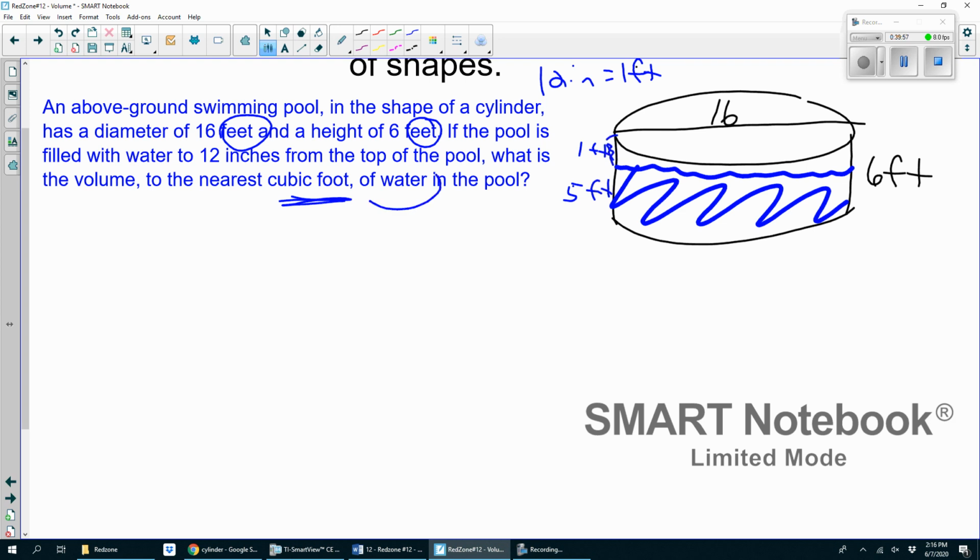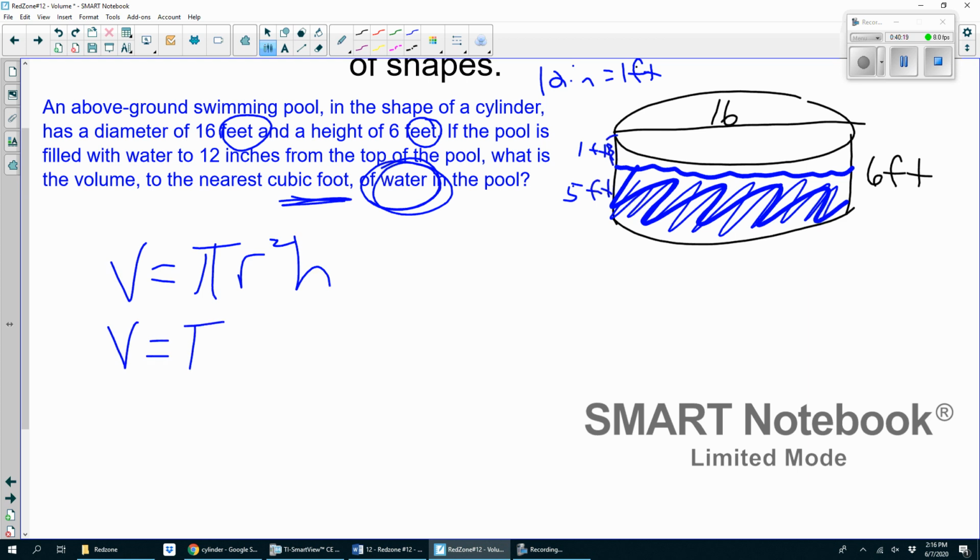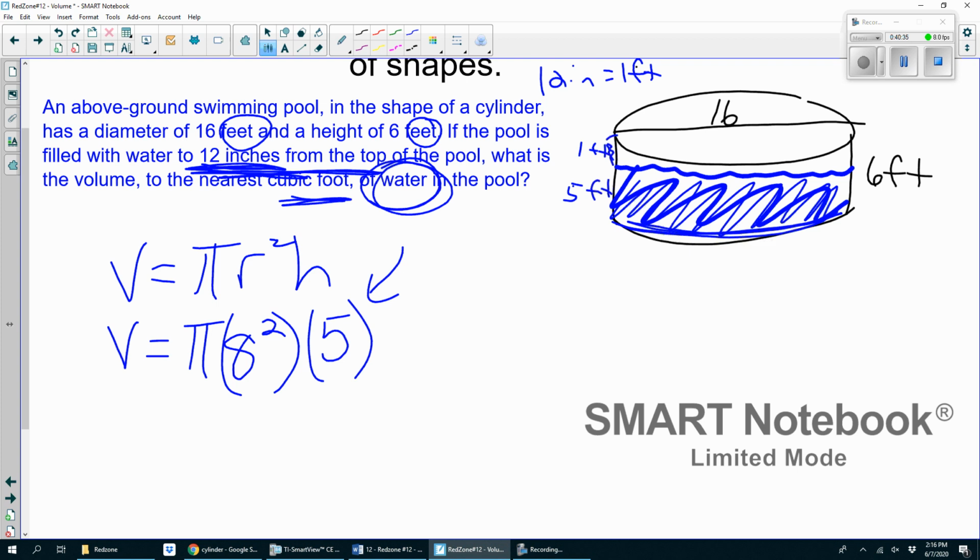What's the volume of the water in the pool? If they wanted the volume of the pool, easy. We use the radius, which we're going to figure out. We use the height, and we're done. But they don't want the volume of the pool. They want the volume of this water. Well, the water takes the shape of a cylinder when it's filled in the pool, so we're going to use that formula. It has the same radius as the pool because it's going all the way across. The radius of the pool is 8, and the height is only 5, not 6. They did not fill it all the way to the top. They filled it 12 inches from the top. So that's where this 5 comes from.